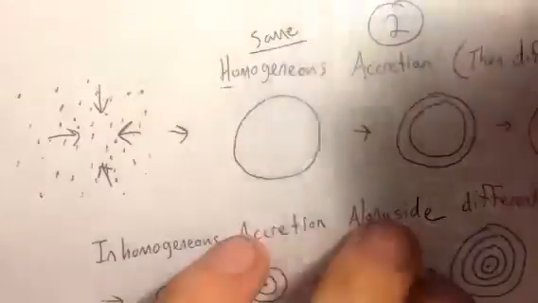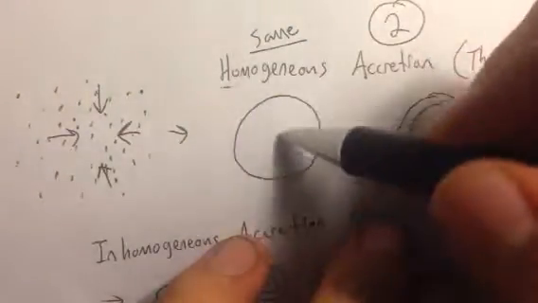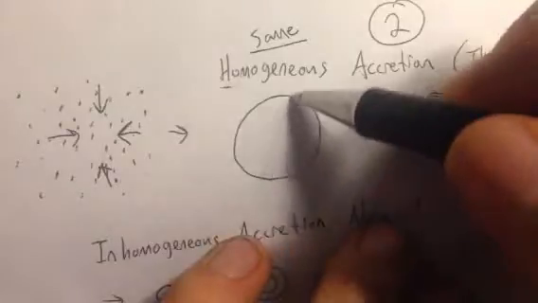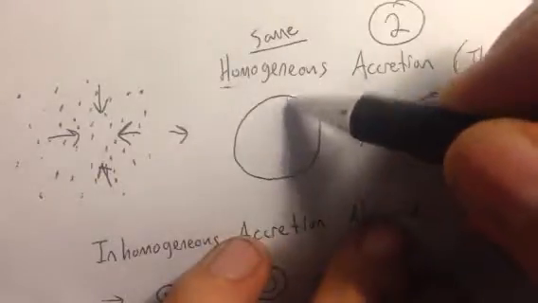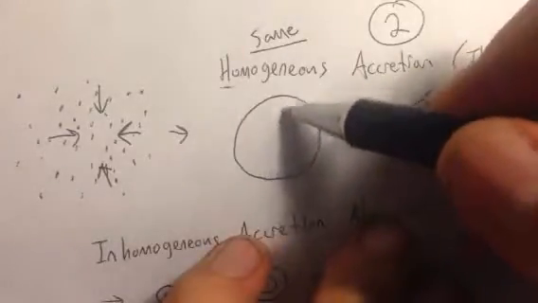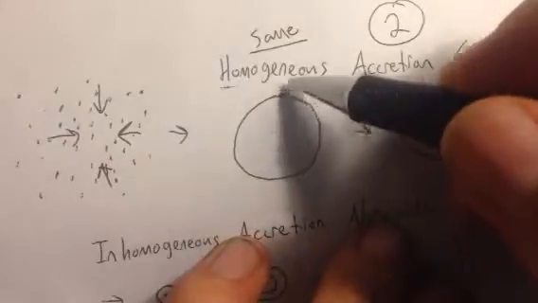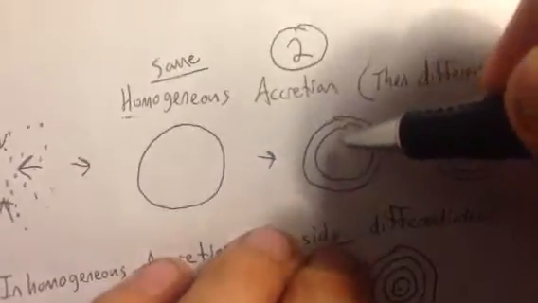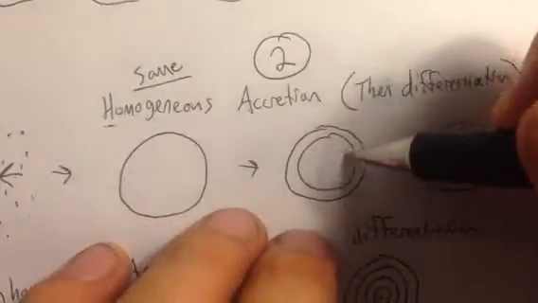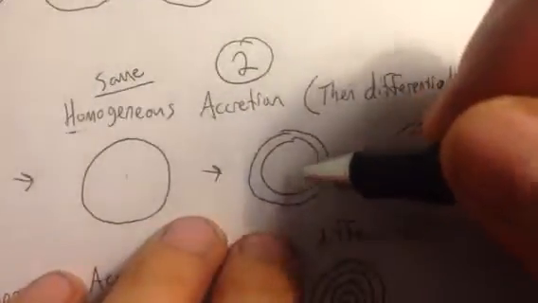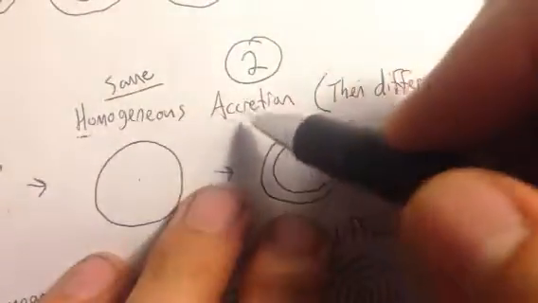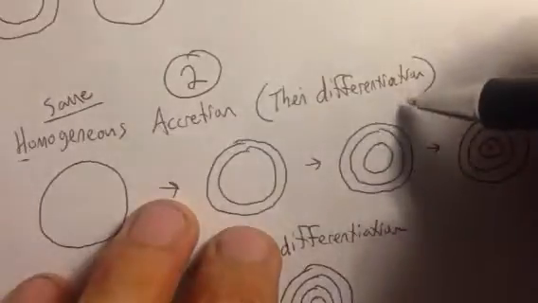Homogeneous means same. Homo means same. So there's no differentiation. It's just a completely solid thing or liquid thing that doesn't have any differentiation. There's no core, there's no mantle, there's no crust. It's all the same. And over time, then they have the object differentiating. So the heavier material starts sinking after it's accreted together. So you have homogeneous accretion, and then you have differentiation.